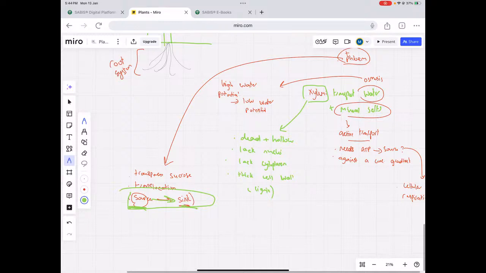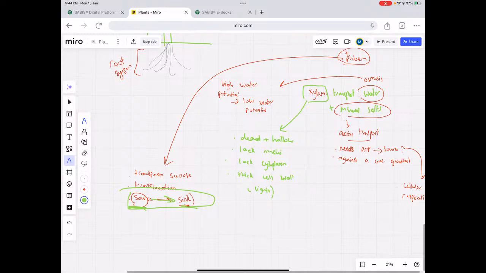When we're talking about minerals, the roots take up the minerals, and it's the xylem that transports mineral salts and water. Phloem transports organic materials. Yes, exactly, organic materials. That's what the phloem transports.